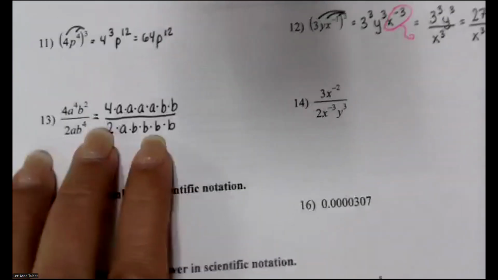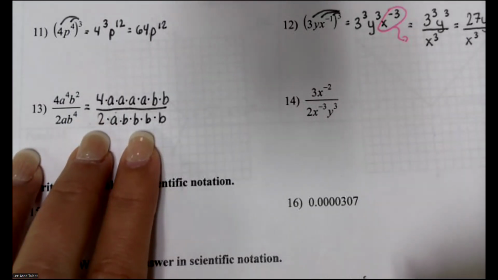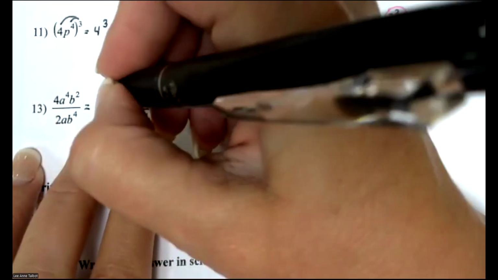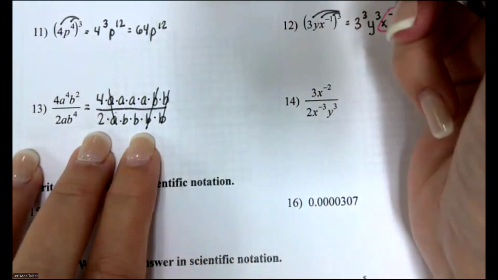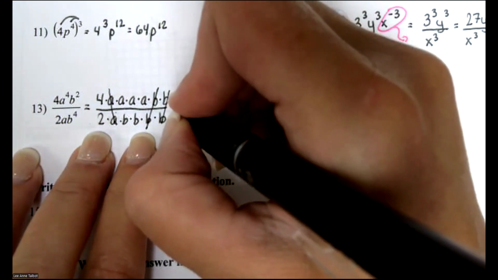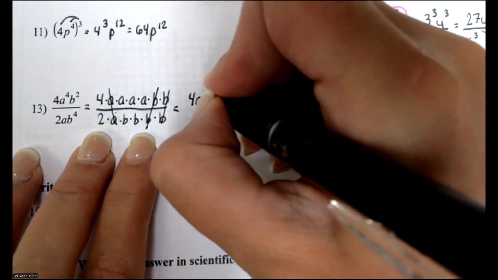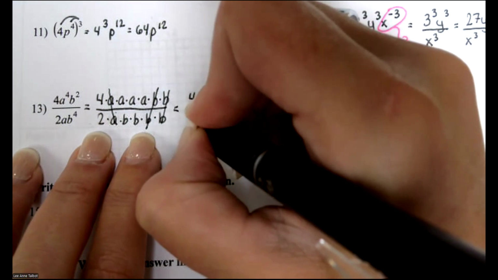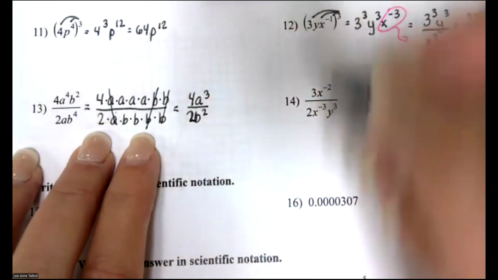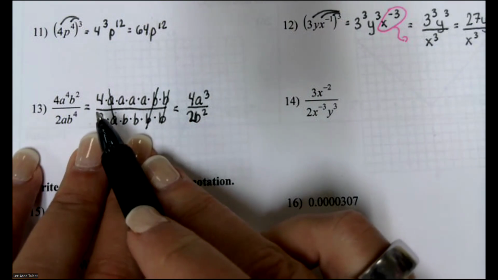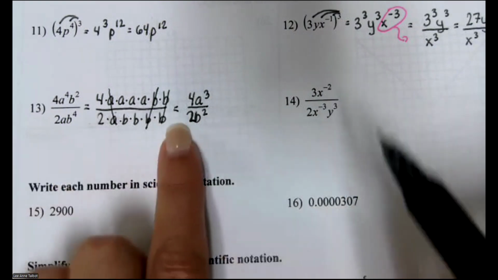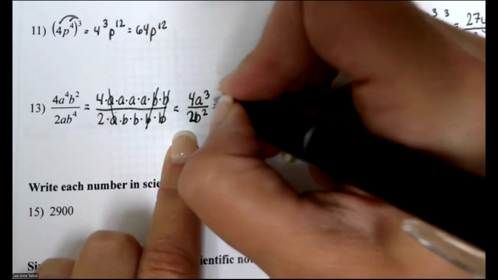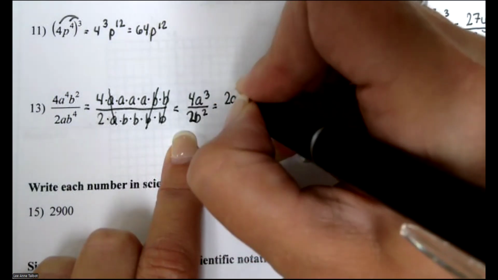Okay, so I wrote it in expanded form, and now I'm going to look for giant ones, meaning the same thing on the top and the bottom that I can make a one. So I made that a one, and I made these a one, and I made those a one. And I'm left with 4 and 3 A's on the top and 2 and 2 B's on the bottom. And then the last thing I'm going to do is 4 divided by 2 is 2.